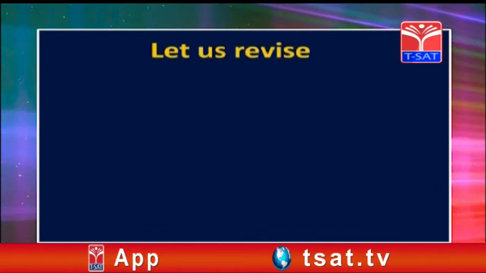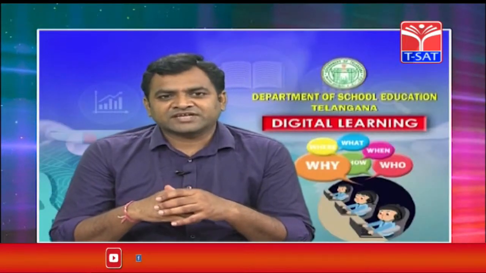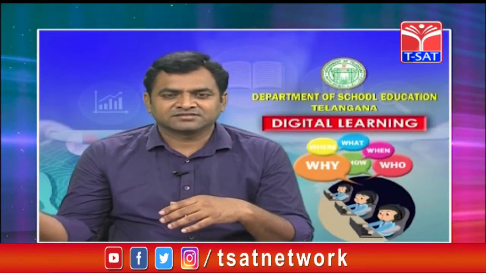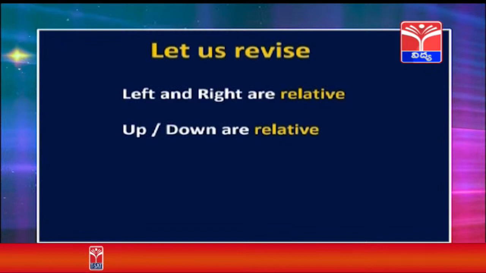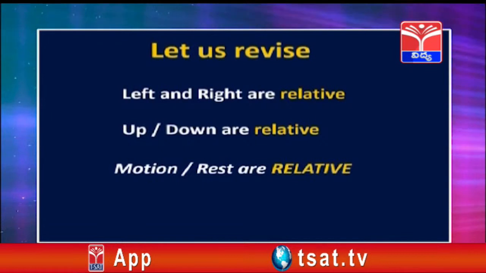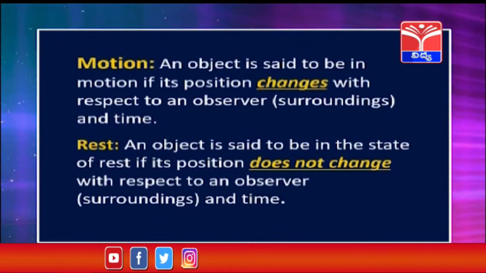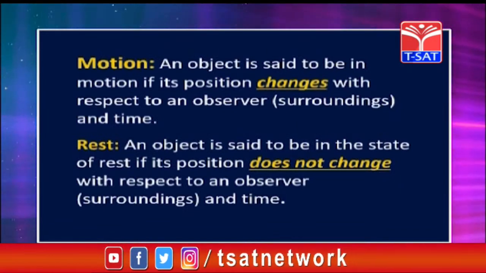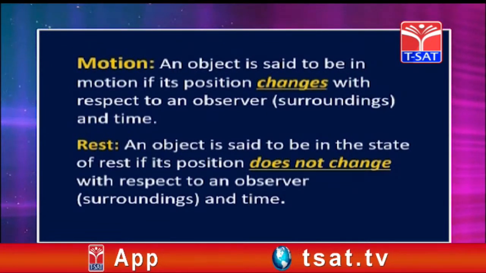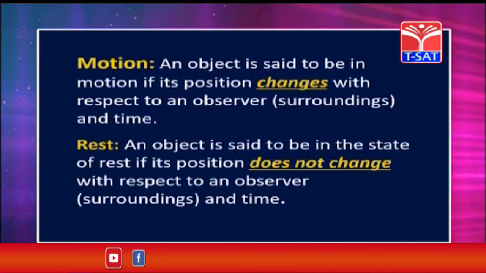Children, let us revise now what we have learned. We have learned that left and right are relative. What appears to be left for one person may be right for another. We have also seen up and down are relative. We have also seen motion and rest are relative. Then we have discussed motion. An object is said to be in motion if its position changes with respect to an observer or surroundings and time. Rest. An object is said to be in state of rest if its position does not change with respect to an observer and time.